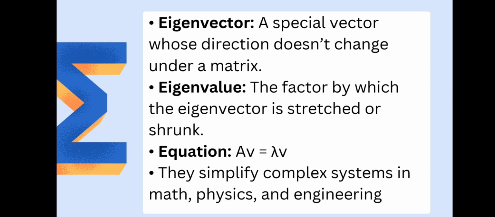So what are they? Here's the idea in simple terms. An eigenvector is a special vector. When a matrix acts on it, the direction doesn't change. An eigenvalue is the factor that shows how much that vector is stretched or shrunk, and the relationship is written as AV equals lambda V. So basically, the vector keeps pointing the same way, and the eigenvalue tells us how big or small it gets.